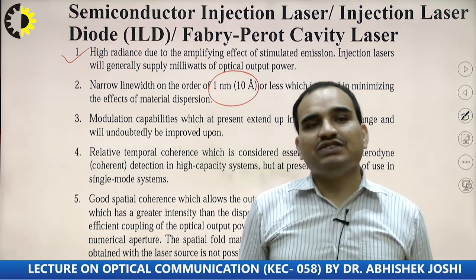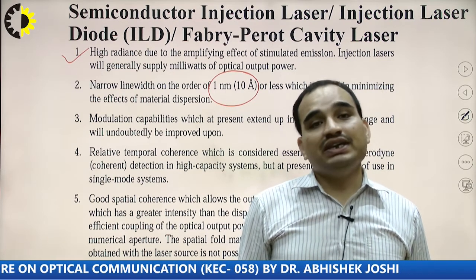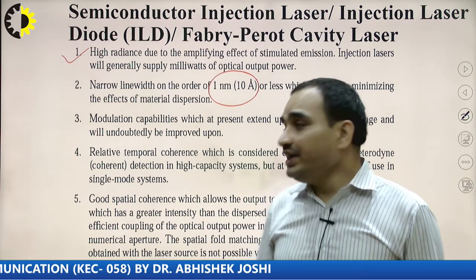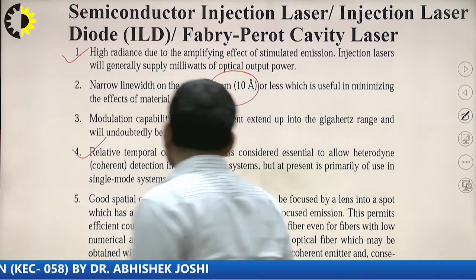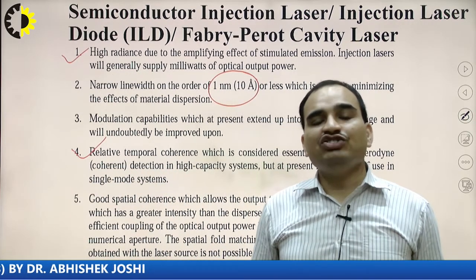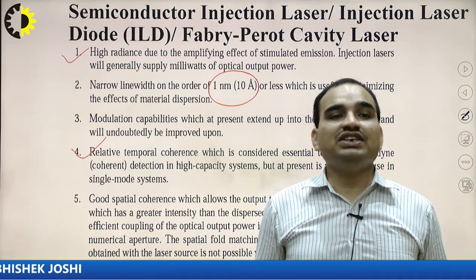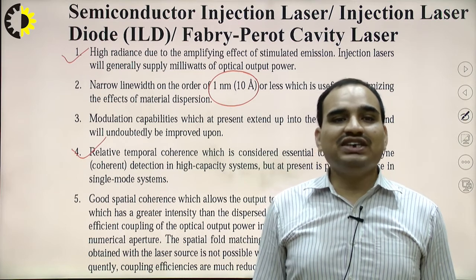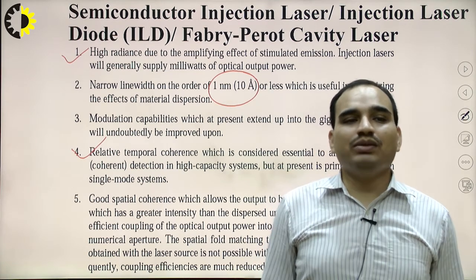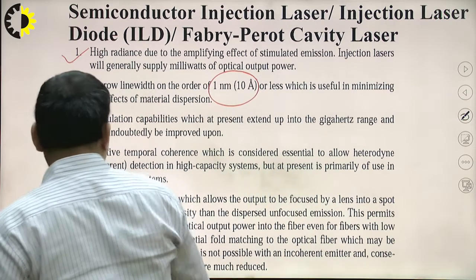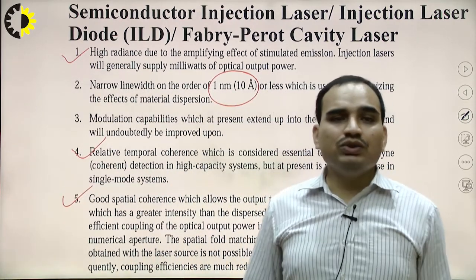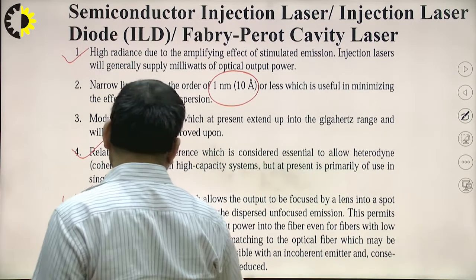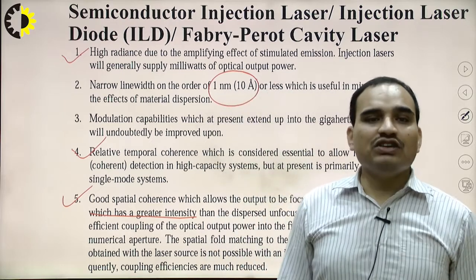Modulation capabilities, which at present are up to the gigahertz range and will undoubtedly be improved upon. Relative temporal coherence, which is considered essential to allow heterodyne, that is coherent detection, in high capacity systems, but at present is primarily of use in single mode systems. Good spatial coherence, which allows the output to be focused by a lens into a spot which has a greater intensity than the dispersed unfocused emission.